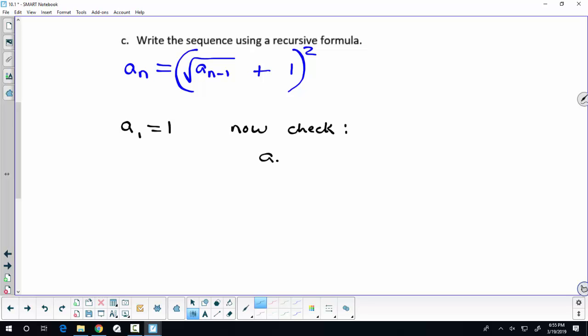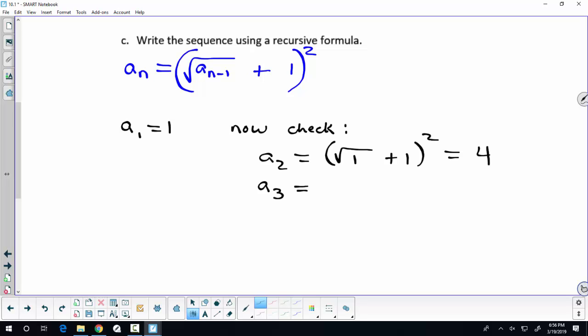So the second term, a sub 2, should be the square root of the previous term plus 1, and then we square all of that. So we have 2 squared, which gives us 4. Okay, so that's promising.